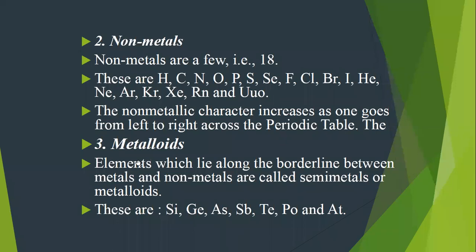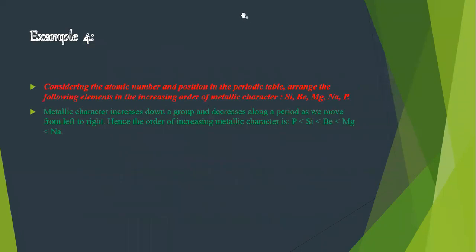Metalloids. Metalloids lie along the borderline between the non-metals and metals and are known as semi-metals or metalloids. So there is a borderline in which we have specific elements. These elements are known as semi-metals, or you can say metalloids, since they have properties of both metals and non-metals. All right.